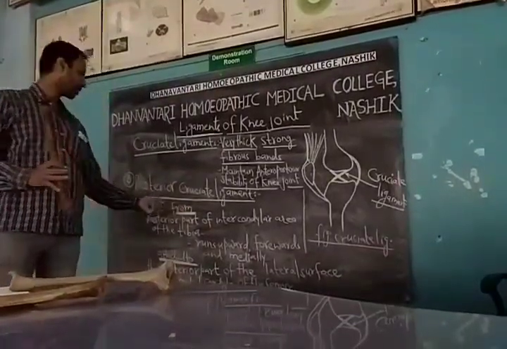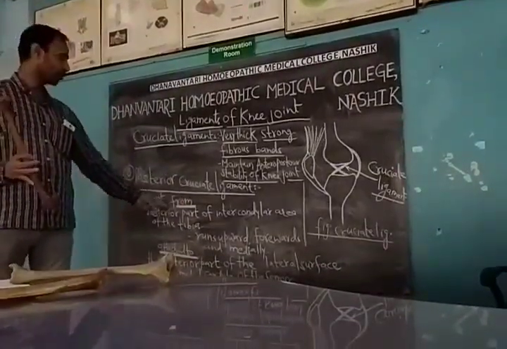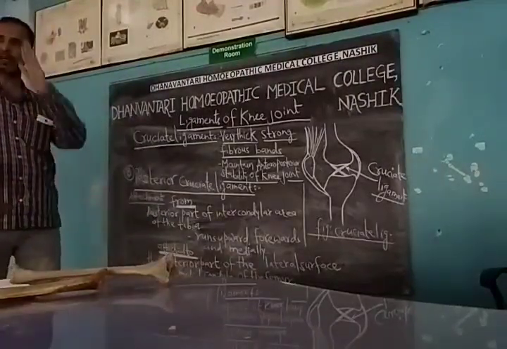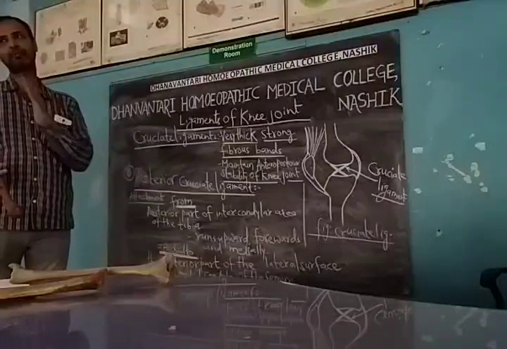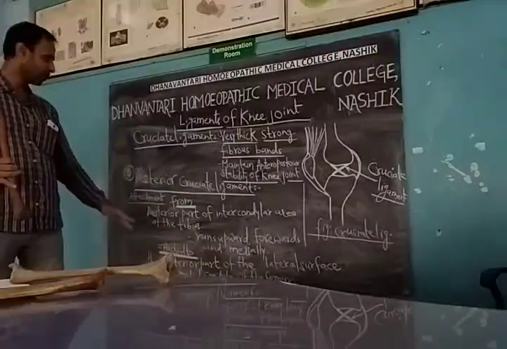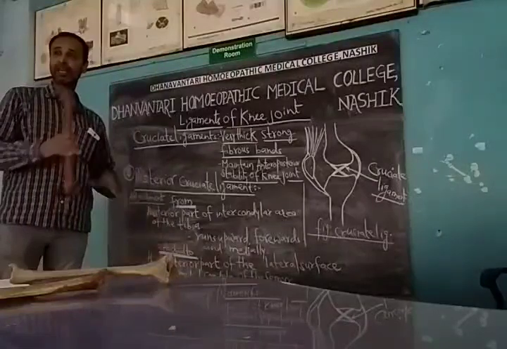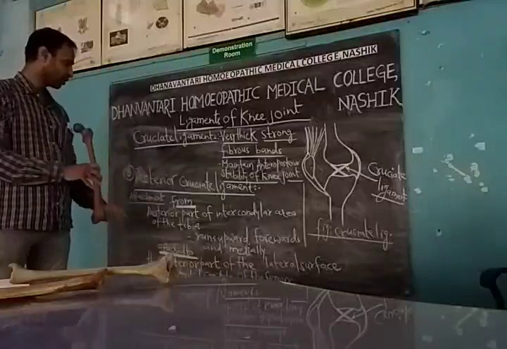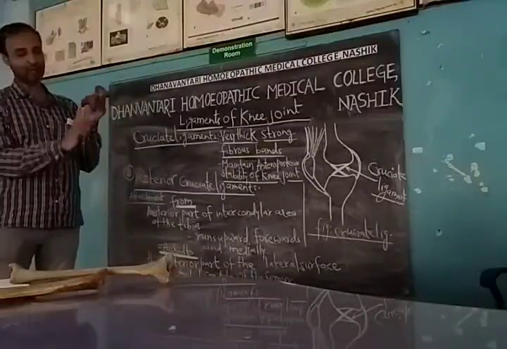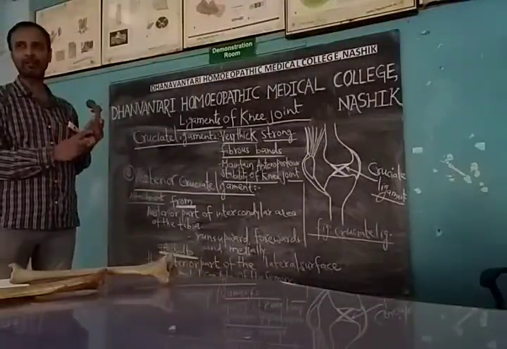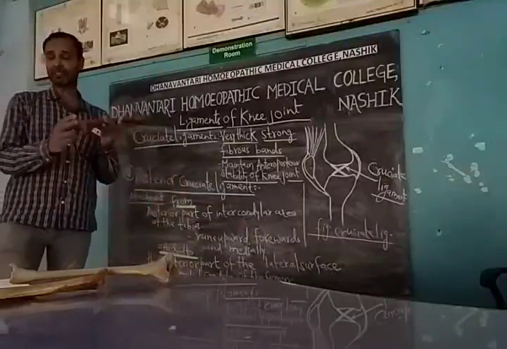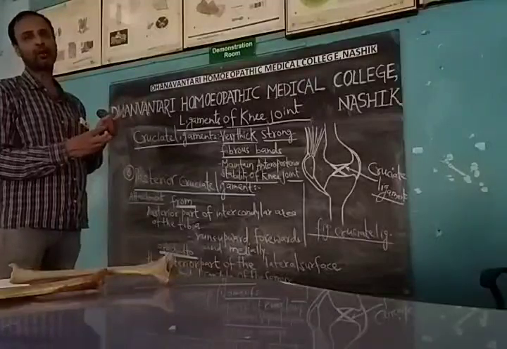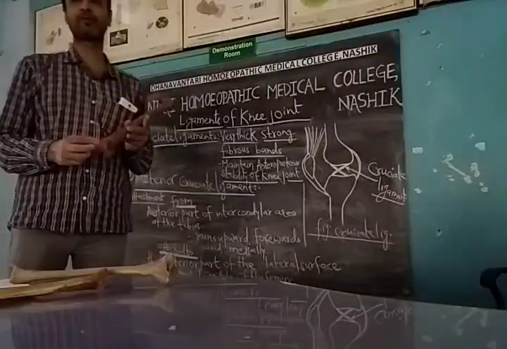So this posterior cruciate ligament is attached to the posterior part of the intercondylar area of the tibia. It runs upwards, forwards, and medially. And the attachment on the femur is, as I have said, the medial condyle. Because it goes from posterior to anterior, crossing, it is attached to the anterior part of the lateral surface of the medial condyle of the femur. So this is about its attachment.